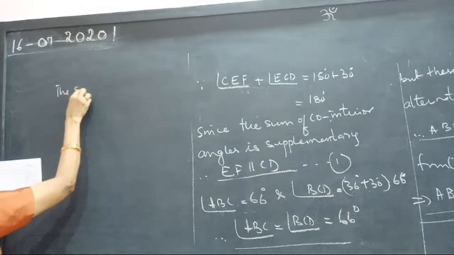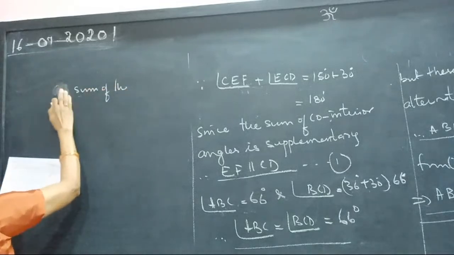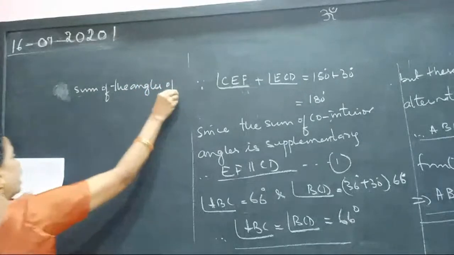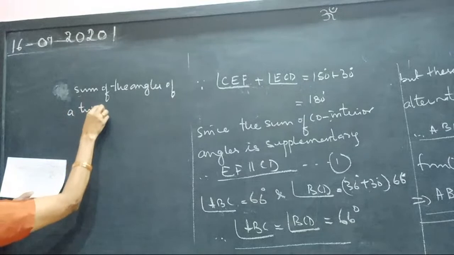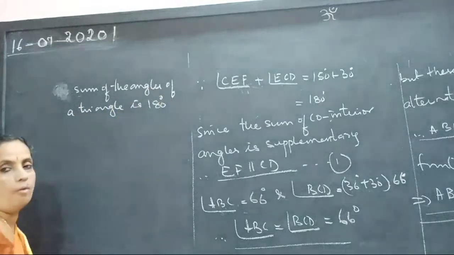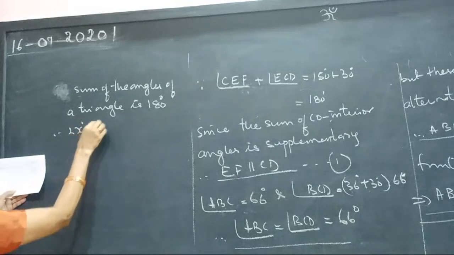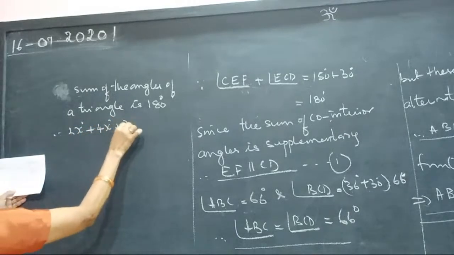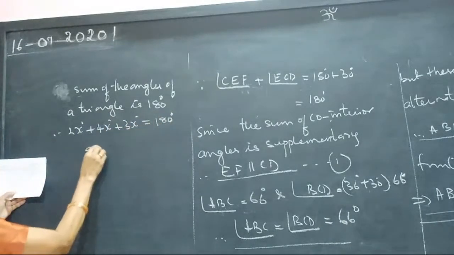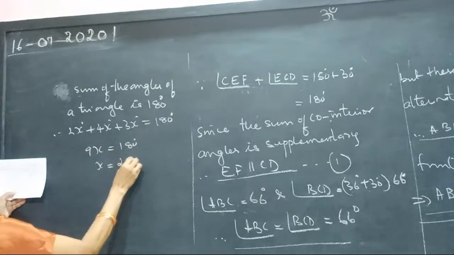The sum of the angles of a triangle is 180 degrees. This already we know, we have proved also. Therefore, 2x degree plus 4x degree plus 3x degree equals 180 degree. 9x equals 180 degree. x equals 20 degree.